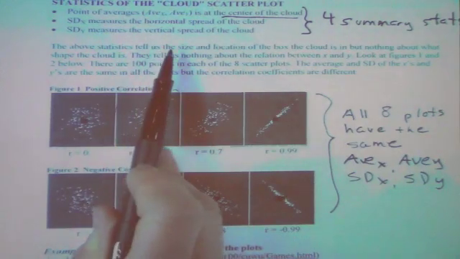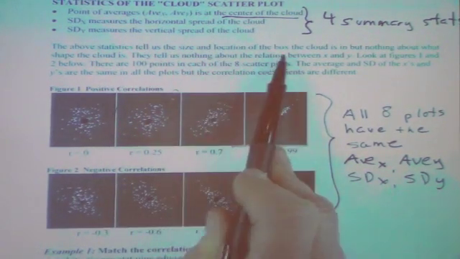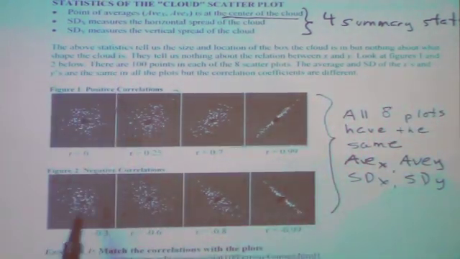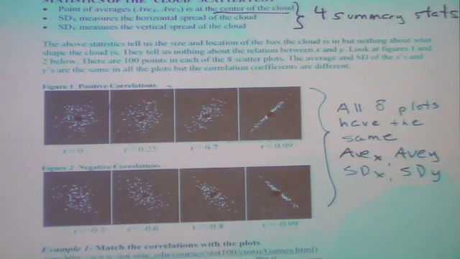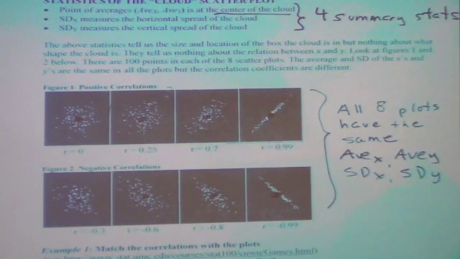The above statistics, these 4 statistics, tell us the size and location of the box the cloud is in, but nothing about what the shape of this cloud is. They don't tell us anything about the relationship between X and Y. Those statistics, these averages and standard deviations, it would be like we could have side-by-side plots. But they don't tell us how they're related.